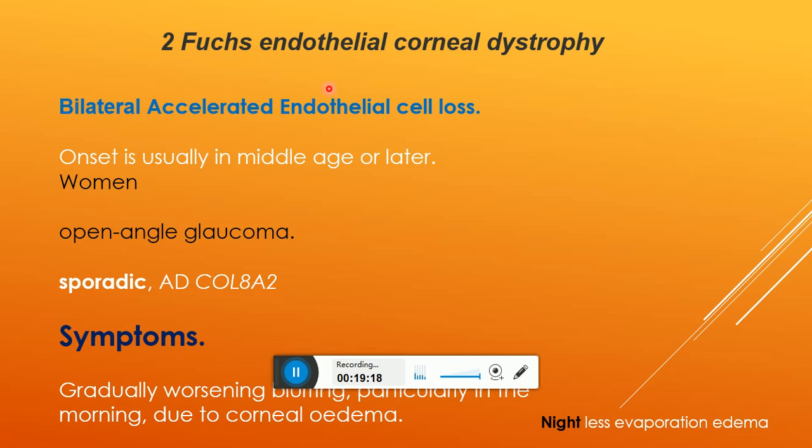It is more common in women and is associated with a slightly increased prevalence of open angle glaucoma. So there is open angle glaucoma risk and it is most common in women. Inheritance: most are sporadic. In occasional autosomal dominant inheritance, mutation in COL8A2 has been identified in the early onset variant and in the TCF4 gene in most other cases. The symptoms are gradually worsening blurring, particularly in the morning due to corneal edema. Onset is usually in middle age or later.